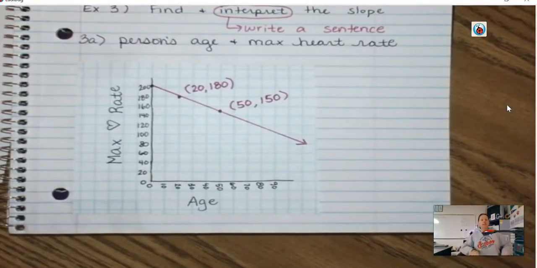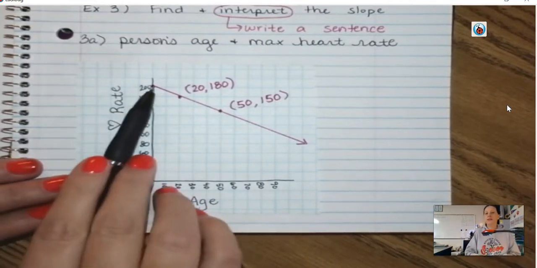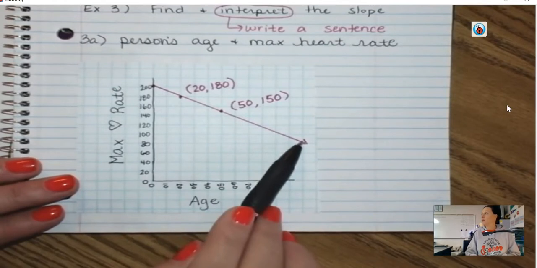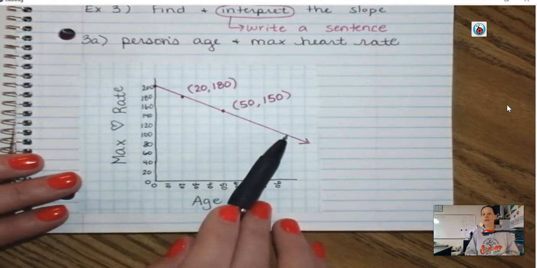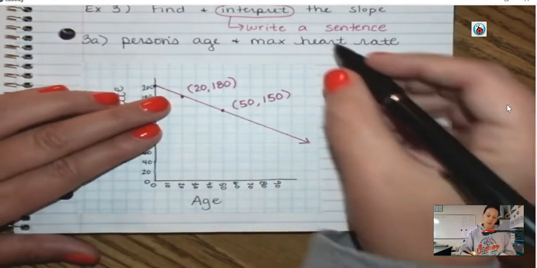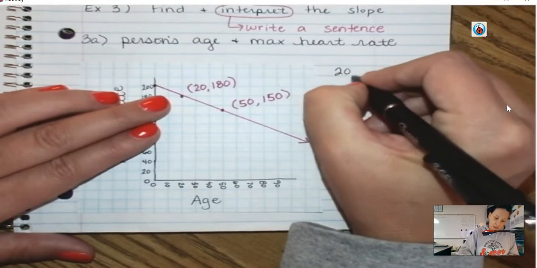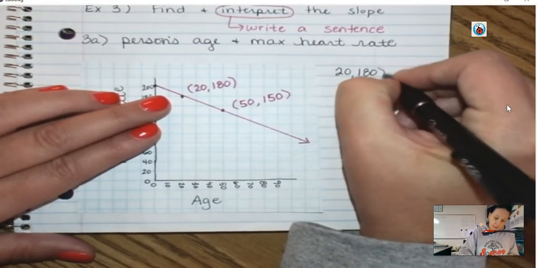Okay, so it's asking us to find the slope and to write a sentence on what the slope means in this situation. So to find the slope, we're going to use the 2 points that they gave us. As you can see, this line is coming down, right? So it has negative slope. So when we're done, make sure we have a negative answer. I'm going to use these 2 points, so I'm going to write them next to the graph.